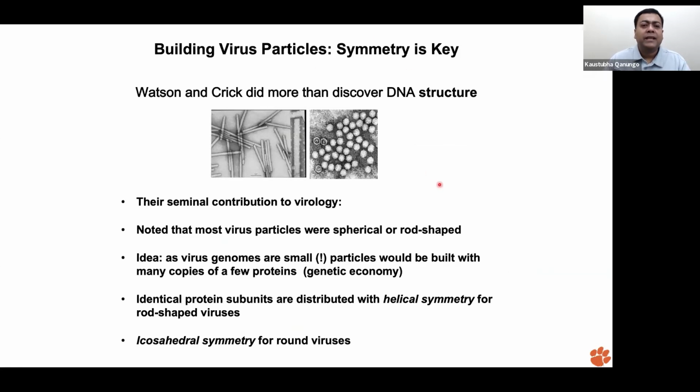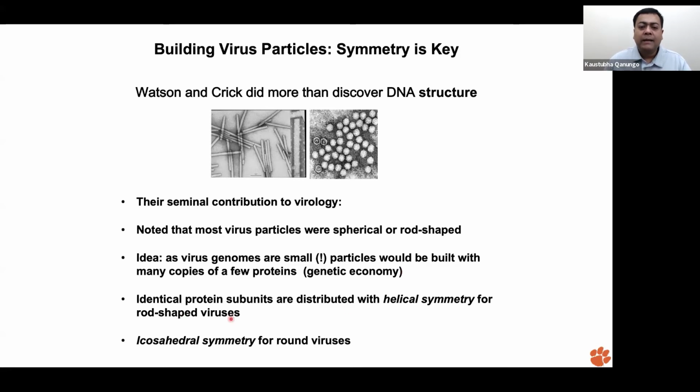The symmetry is the key, and Watson and Crick actually did more than discovering the structure. They made an enormous contribution to virology, and it is actually called Crick and Watson, because Crick was the first author in that paper, and they talked about an idea of genetic economy. As the virus genomes are small, the particles will be built with many copies of a few proteins because it cannot code for hundreds of proteins. And that is one of the very important factors here.